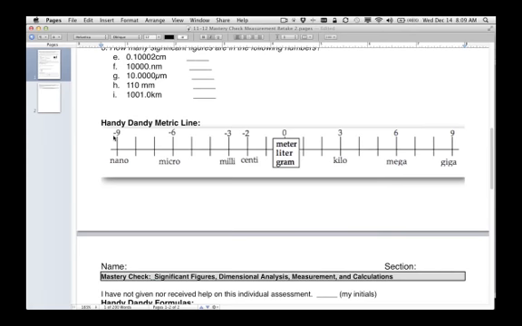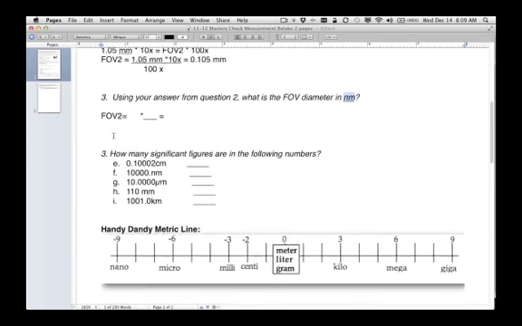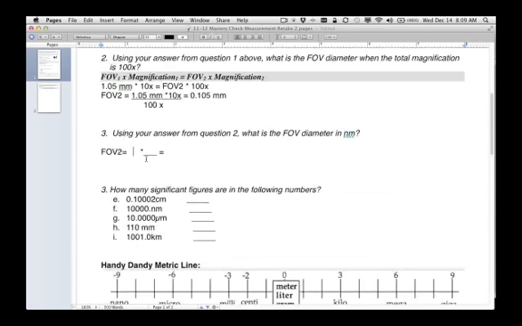Now to do this conversion, first of all we need to put in what we know. So we know that this field of view is 0.105 millimeters. We need to multiply it by a conversion factor. And that conversion factor is going to relate the units we're in to the units we want to get to. So taking millimeters and going to nanometers, we need to figure out an equivalence for milli to nano.